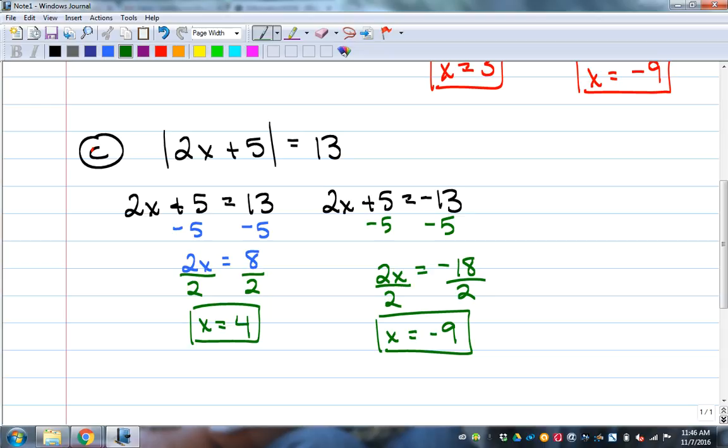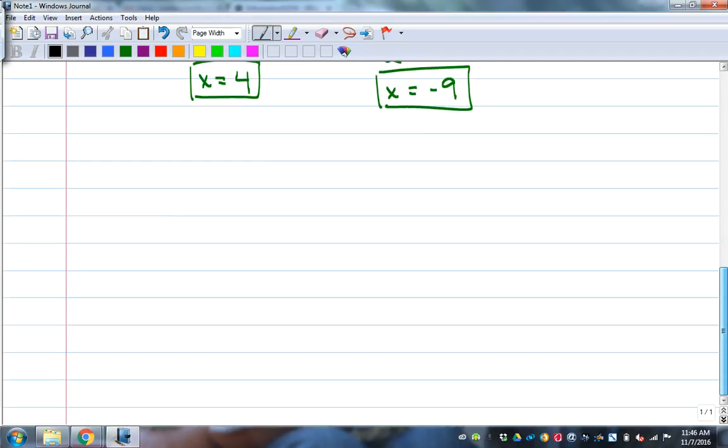Okay? There's going to be times where we have to get the absolute value part isolated before we can set up our two equations. And those are the ones that tend to give problems in this particular course. So let's start with something kind of simple. Absolute value of x plus 4 minus 3 is equal to 6.